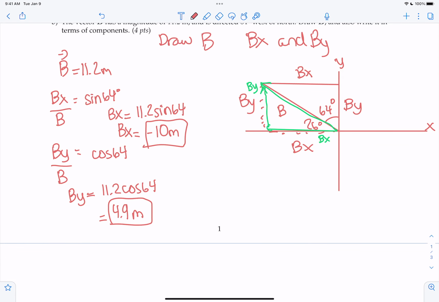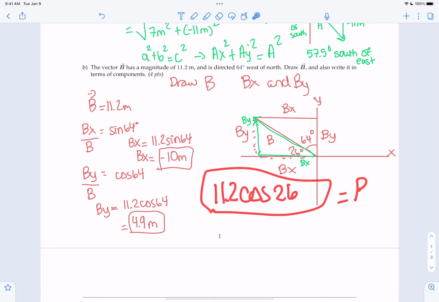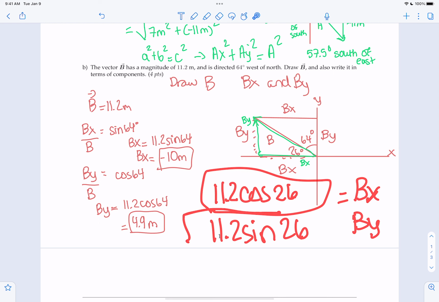And that's about it for that problem. And then going back to, I don't know who asked the question earlier, but basically, if we were to do this with a 26-degree angle, if we wanted to figure out bx, it would be cosine 26 degrees times 11.2, and that would give us bx, and then by would be equal to 11.2 sine 26. And if you want, you can go ahead and calculate that out and check your answer. See that it matches up. Make sure that my math is correct as well.